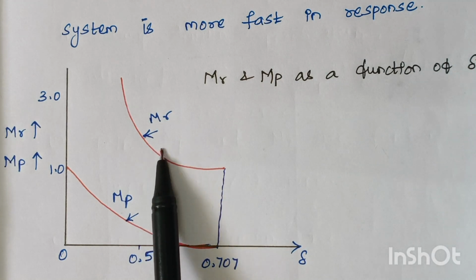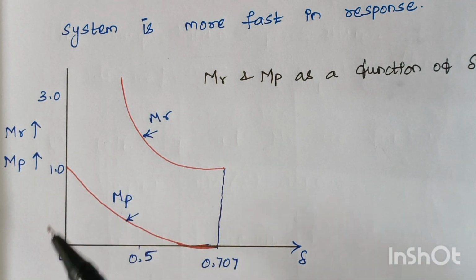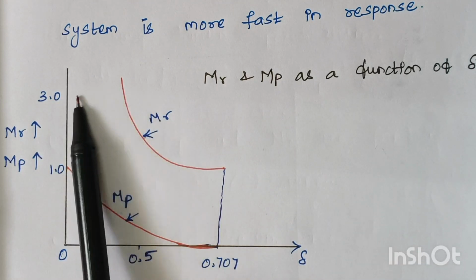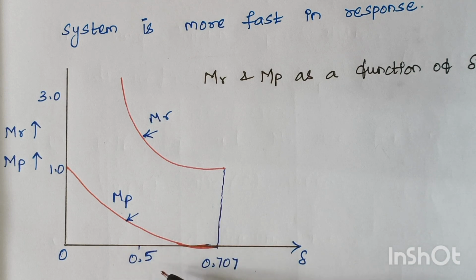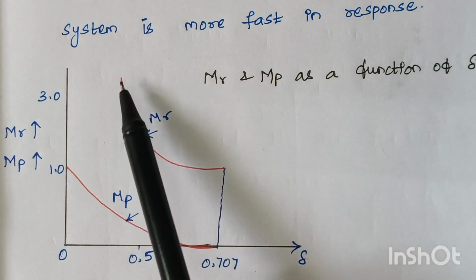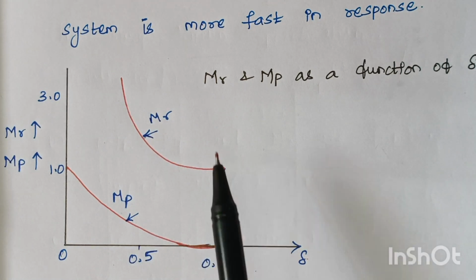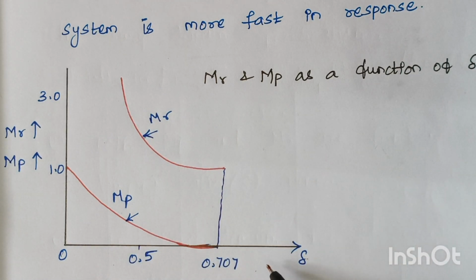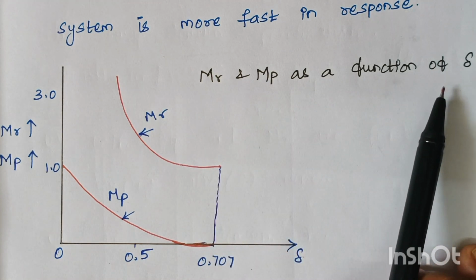In the case of resonant peak value, you see it exceeds 1. It is a much higher value, almost 3. But when the value of zeta, the damping ratio, is increasing, the value gradually reduces. So simply they are representing these peak values as a function of zeta.